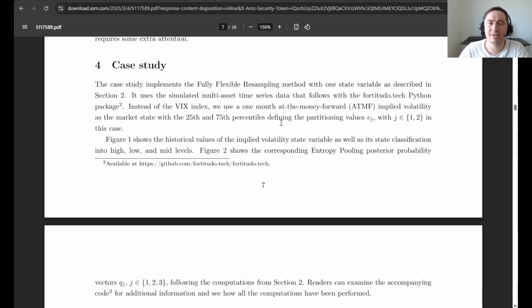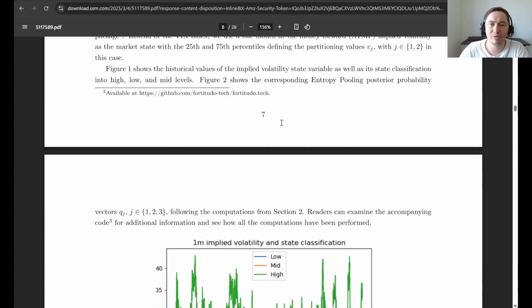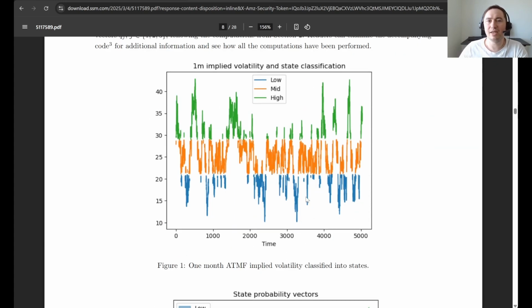So again, this is something that you can read in the fully flexible resampling presentation. Basically here you can imagine that we use this 1 month at the money forward implied volatility, which we have from this time series simulation that follows with the Fortuna.tech Python package, and then we classify it into what we call low volatility, mid volatility, and high volatility. Of course, in practice, for real world implied volatility data, we see more spikes, so probably you should separate it in a different way, but that is up to you to perform the calibration.